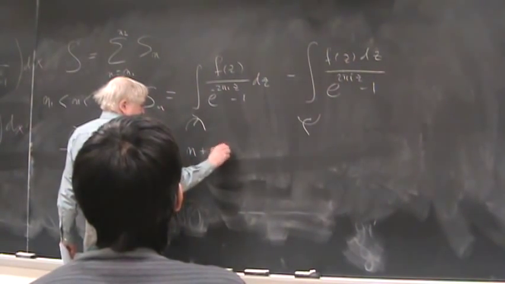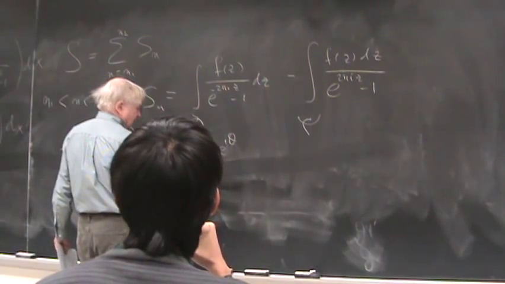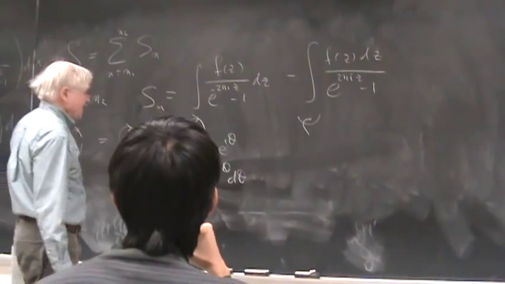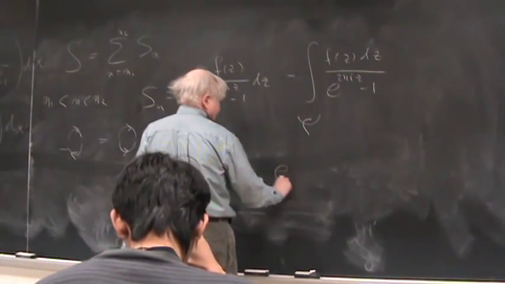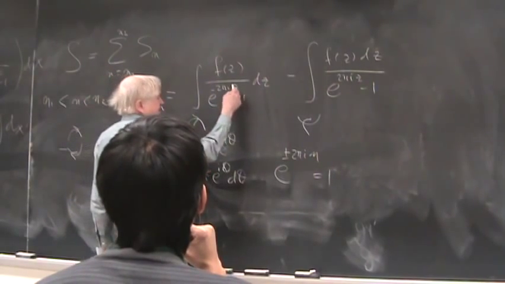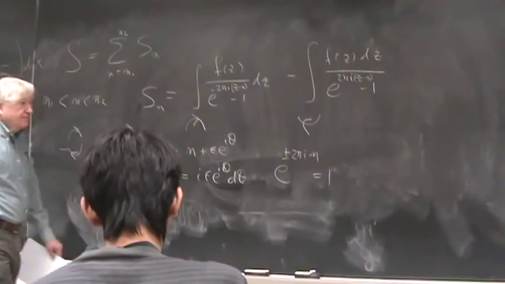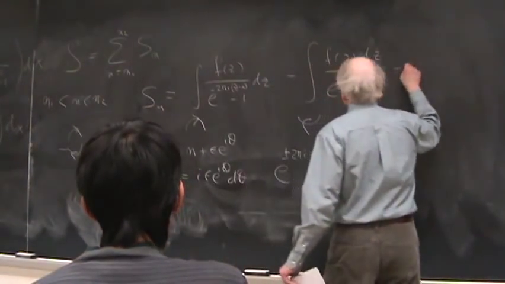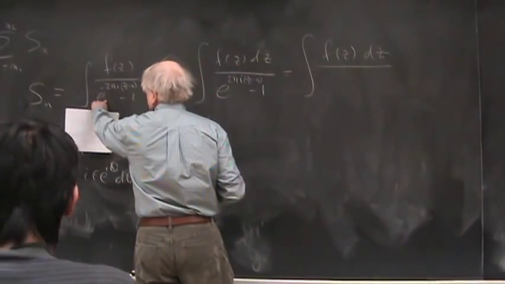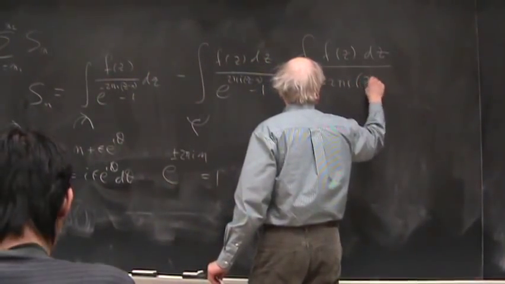Plus some epsilon e to the i theta. That's the integration we're doing, and dz then is i epsilon e to the i theta d theta. Now, since obviously e to the plus or minus 2 pi i n is equal to 1, we can replace z here by z minus n, and over here, z minus n. And then when we expand these denominators, z is very close to n, so the first term just cancels the 1. So we get minus 2 pi i (z minus n).